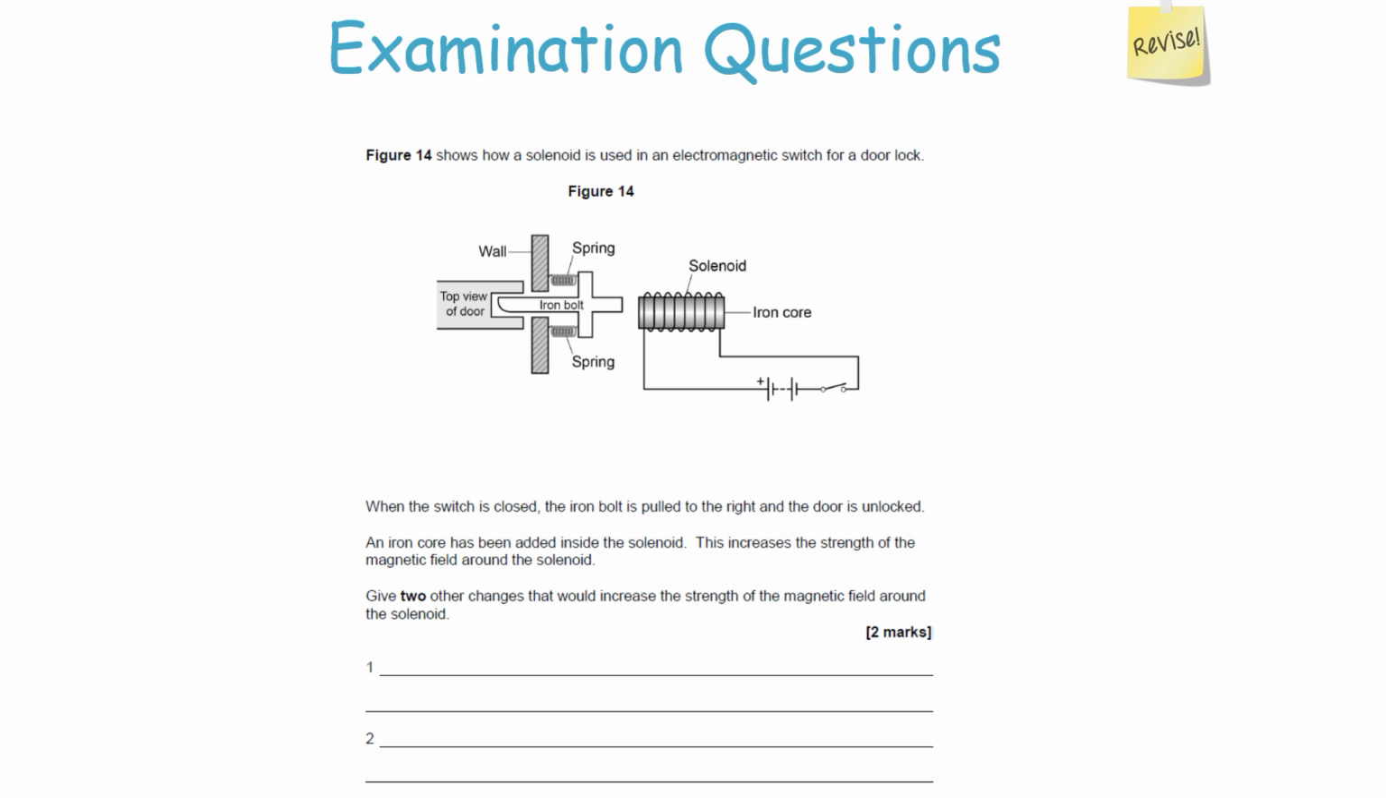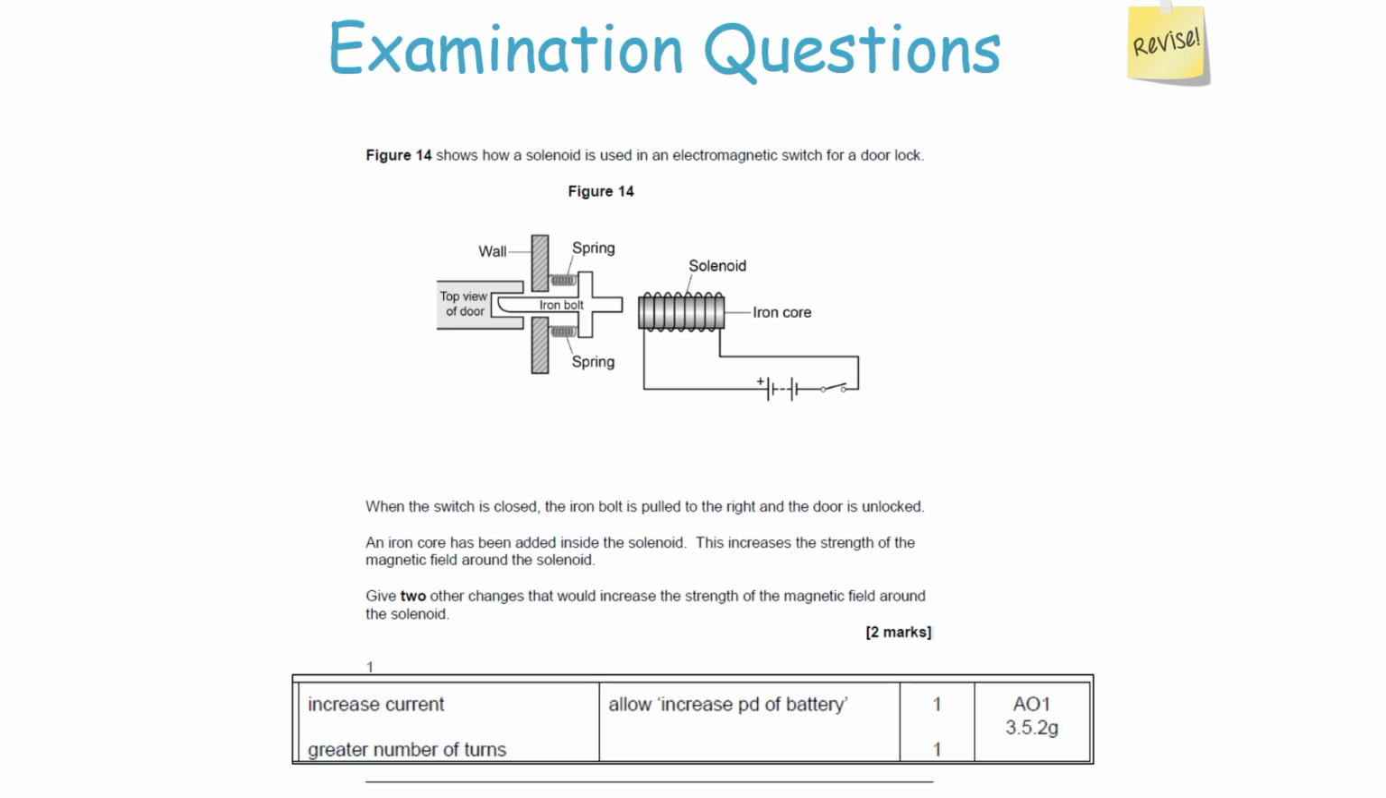Now in the question they've already said that they've added the iron core, so the two other things you could change are increase the current and also have more turns or more coils of wire around your solenoid.